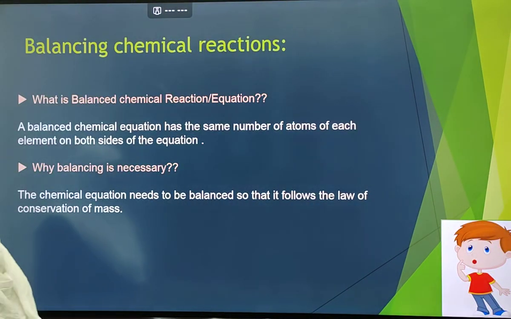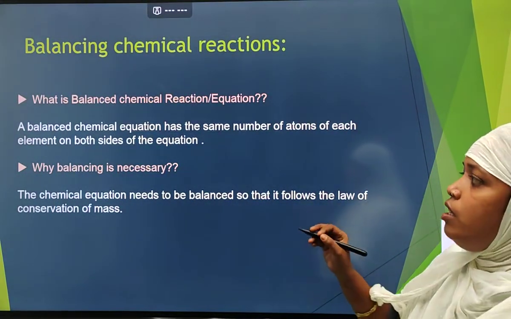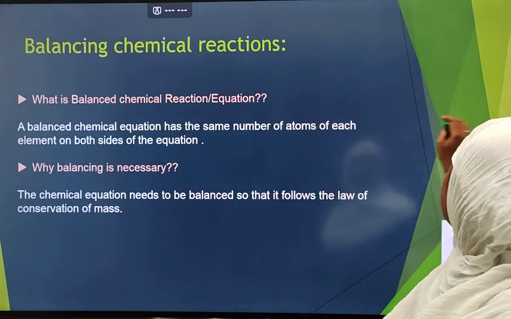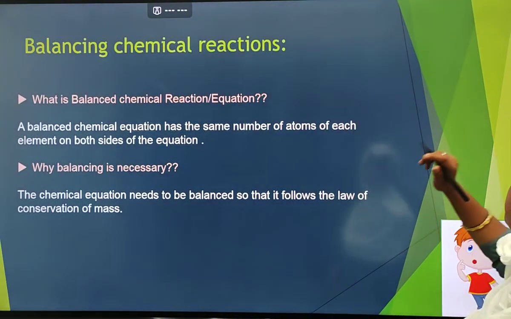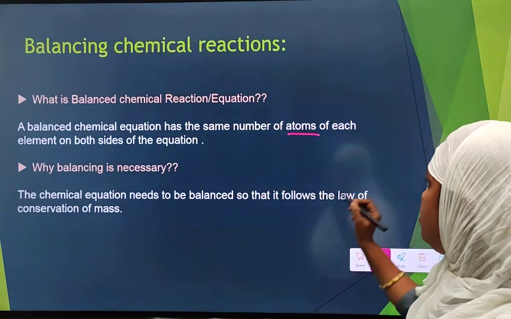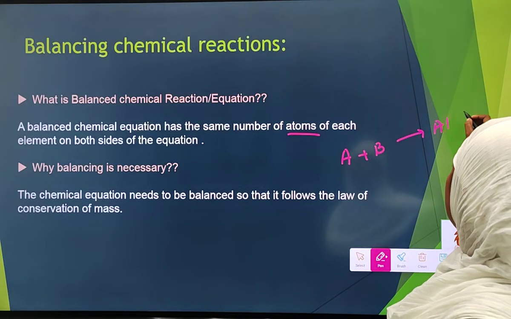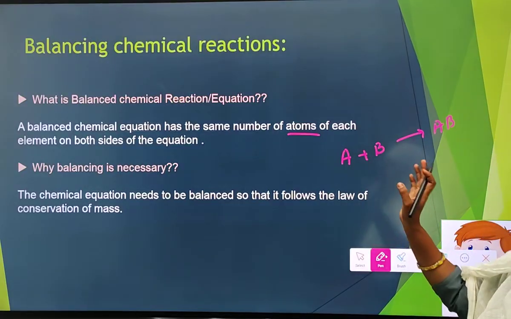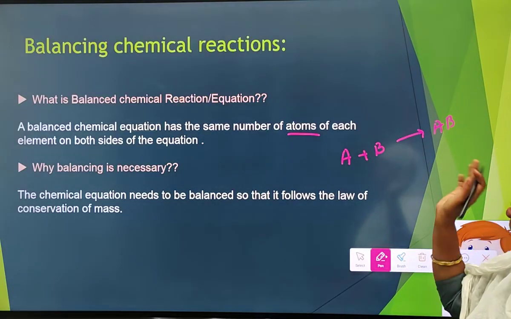Now we are talking about balanced chemical equations. Why do we need to balance chemical equations? What is the need? A balanced chemical equation has the same number of atoms on either side of the equation. Like we say A plus B gives AB. Fine. So we need that whatever atoms are present in the reactants give the same number in the products. The number should be the same.